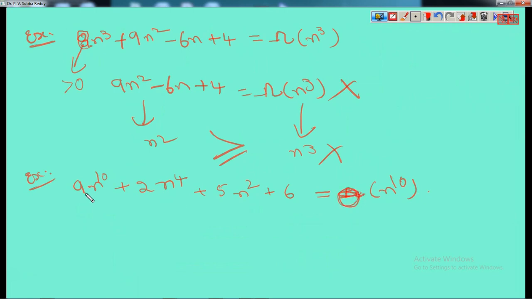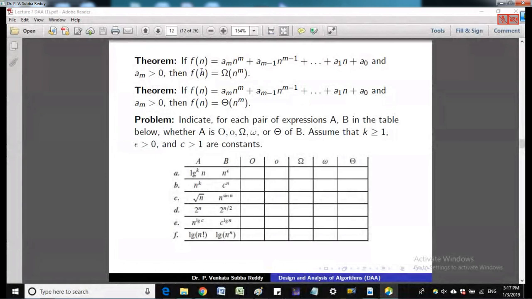Yes, that is also correct, because this is the highest order, 10. Similarly, you can prove that if your function is a_n n^m + a_(n-1) n^(m-1) + ... + a_1 n + a_0, then a_n should be greater than 0. That condition should be true. In case of big O, that condition need not be true. But in case of big omega and theta, a_n should be greater than 0. Otherwise that condition doesn't satisfy.